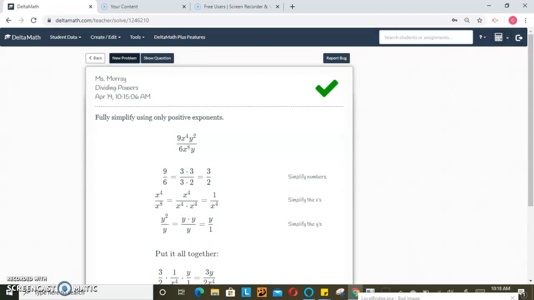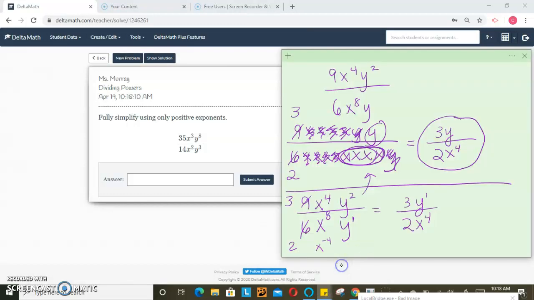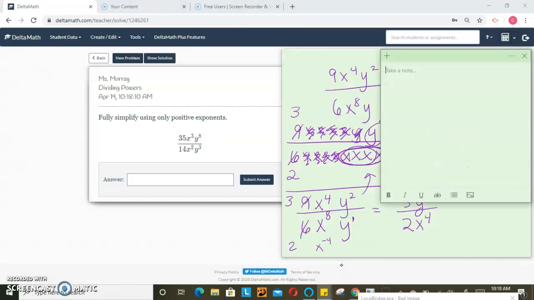Okay, we'll do one more. If you don't need to do one more, you don't have to. I'm just trying to give you as many examples so you feel confident when you do your Delta Math assignment.